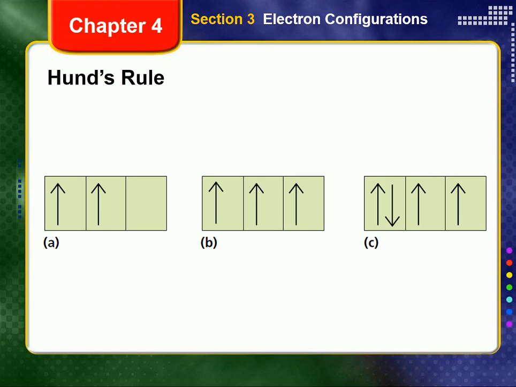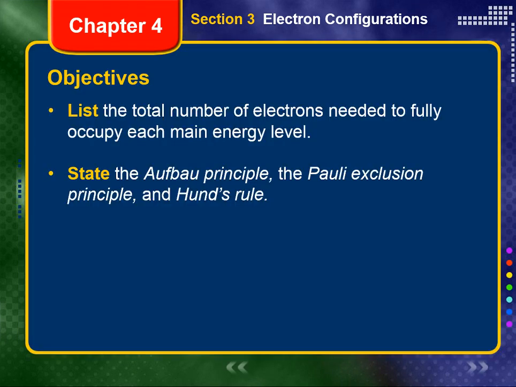Applying this rule shows, for example, that 1 electron will enter each of the 3 p orbitals in a main energy level before a second electron enters any of them. This is illustrated in figure 4-18 on page 106 of your text or on the screen now. At this point, you should be able to list the total number of electrons needed to fully occupy each main energy level and state the Aufbau principle, the Pauli exclusion principle, and Hund's rule.